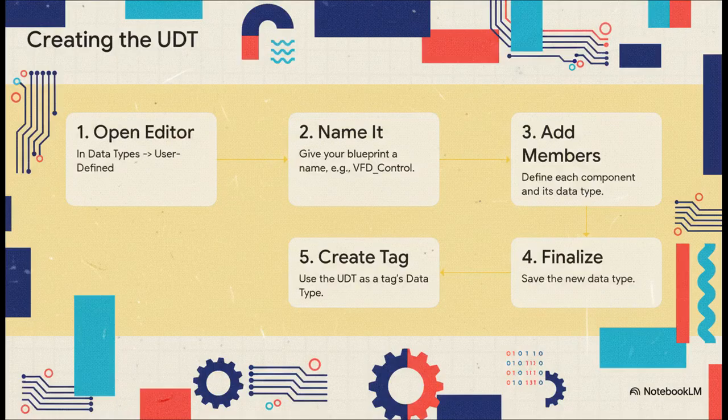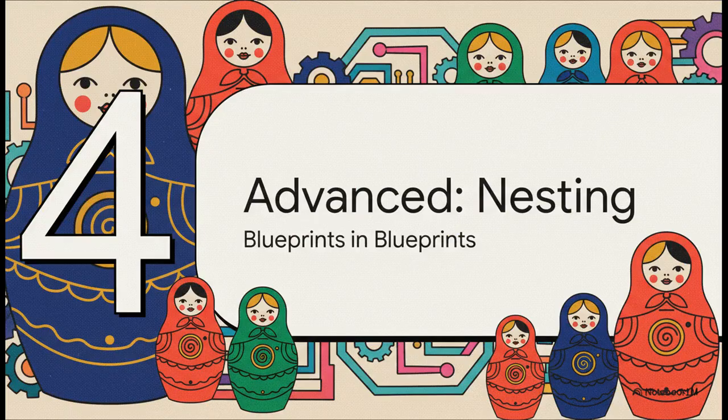And creating this in your programming software? It's ridiculously straightforward. You just open the UDT editor, give your blueprint a name like VFD_control, start adding the members and picking their data types, and then you save it. From that moment on, you can create a new tag and simply select VFD_control from the data type dropdown. It's really that simple.